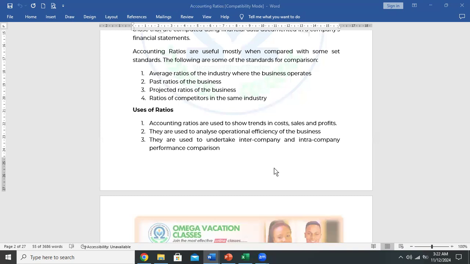Intercompany comparison and then intra-company. Any idea, professors? But I don't want to be calling, but at a point I have no option.